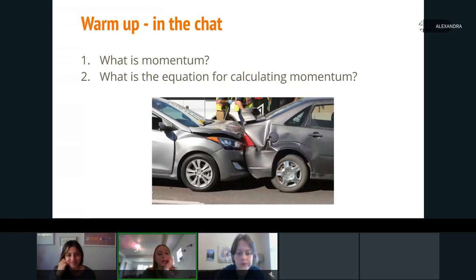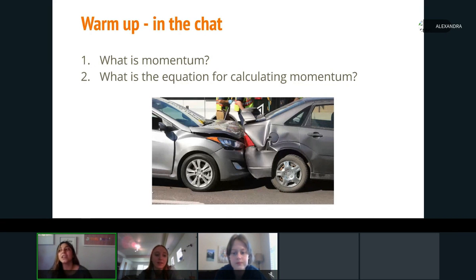The speed and like energy you get. I don't know how to explain it, but yeah, you're getting there. Keep going. You got it. And then the equation is P equals mv. Yes, you got it. So the equation, P is for momentum, M for mass, V for velocity, right? So you were on the right track, Madeline.